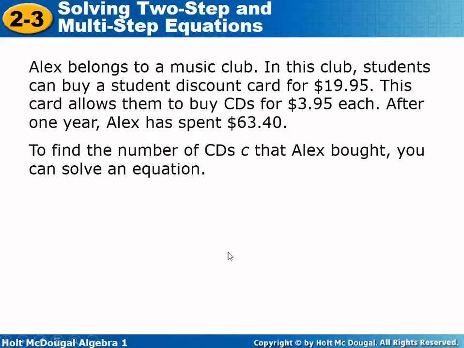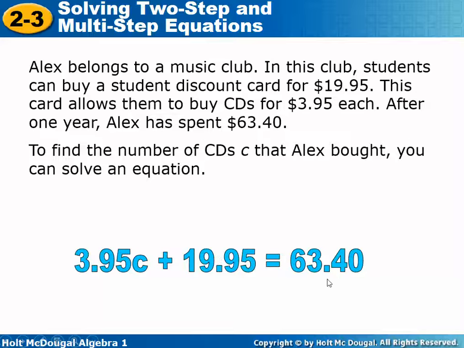So to find the number of CDs that she bought, you could write an equation like this. This is $3.95 for each CD plus $19.95 for the amount of the discount card, and the total that she spent was $63.40.